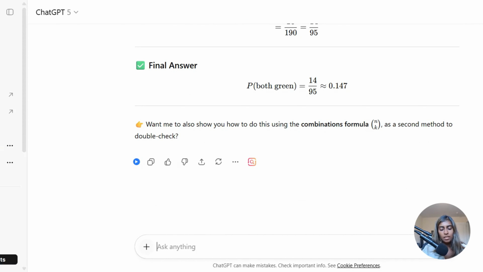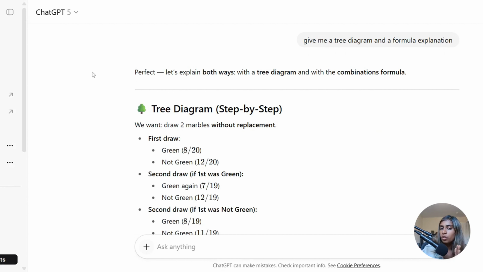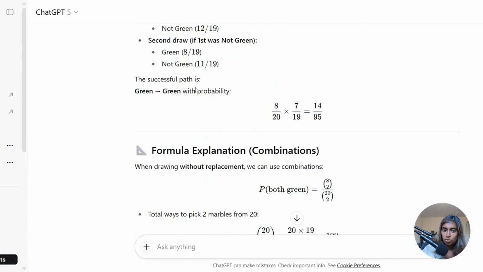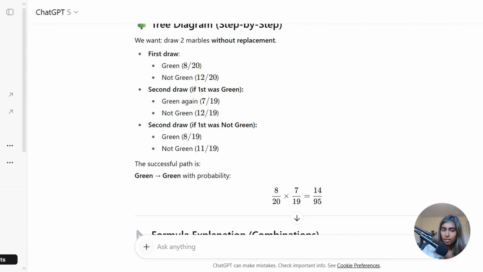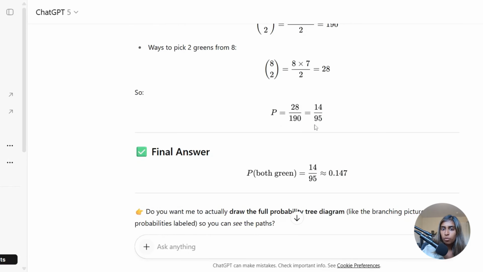But in this case, I will say, give me a tree diagram and a formula explanation. You don't have to ask for both, but at least one of them does give you more explanation so it makes more sense to you. So we want to draw without replacement. So that's the tree diagram step by step. And that's not really what I want for the tree diagram. So let's see if we can do better, or the formula explanation here.